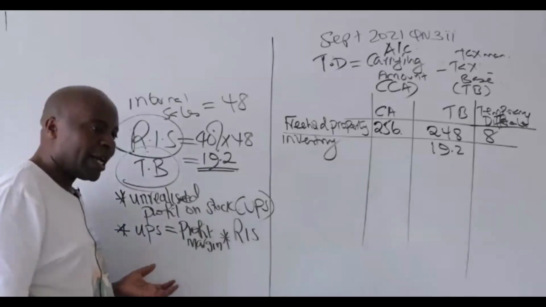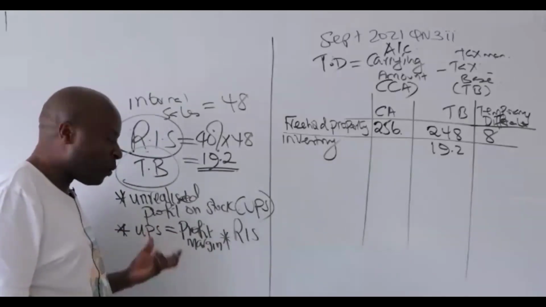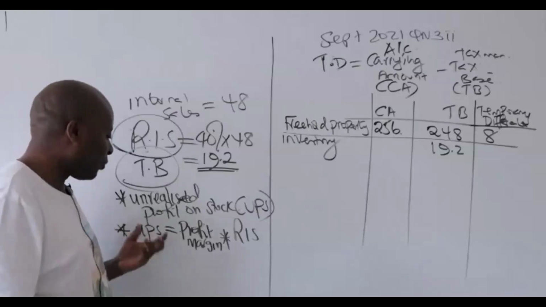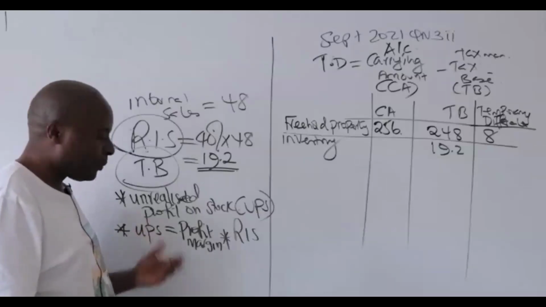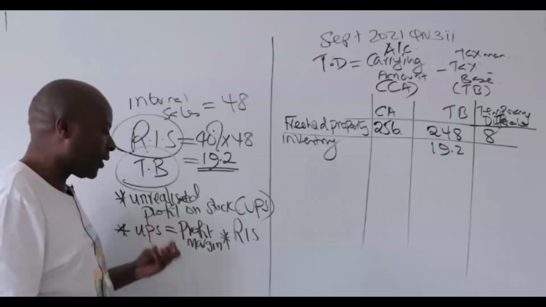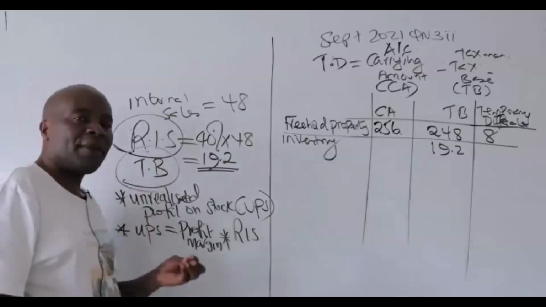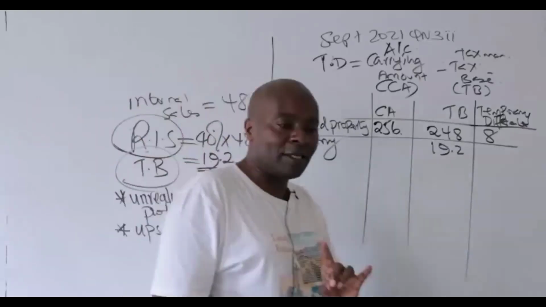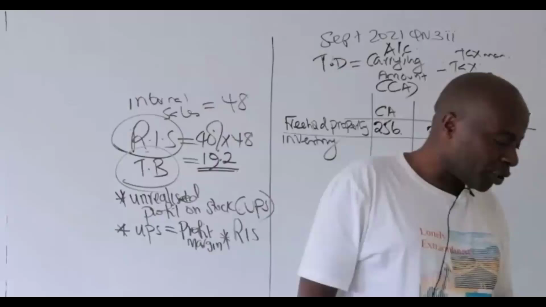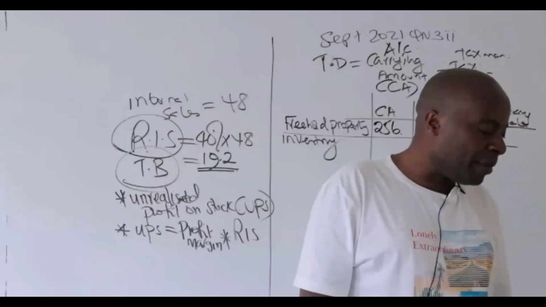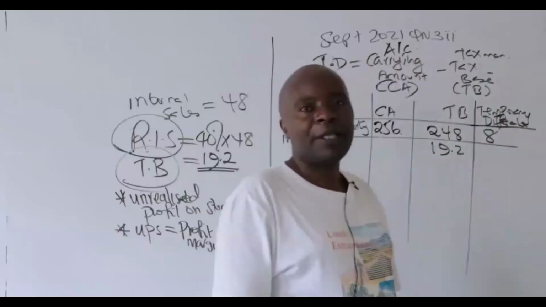This is very, very important, and I shall be able to do much of this in group accounting. In group accounting, UPS, unrealized profits on stock, is profit margin times remaining intra-sales. So we shall not apply this formula because the examiner has told us the total profit. We are told they made 48 million sales to Wingu and they made a profit of 16.